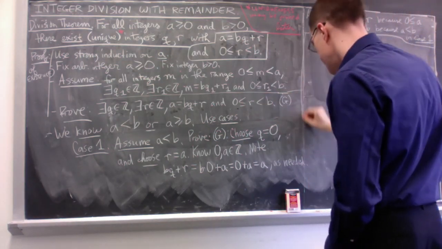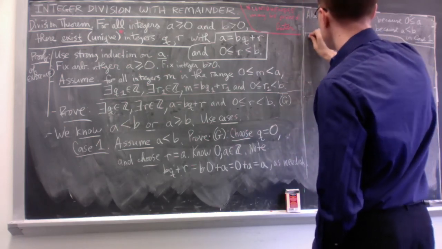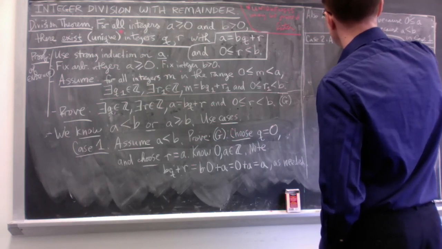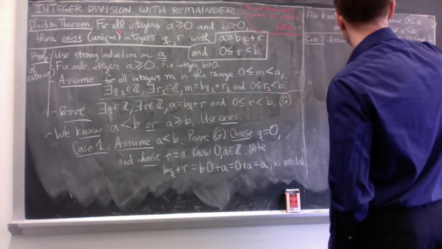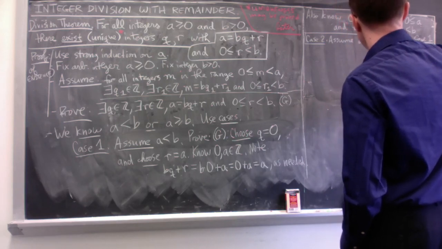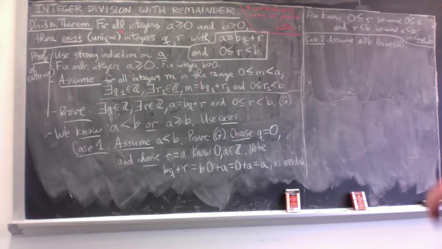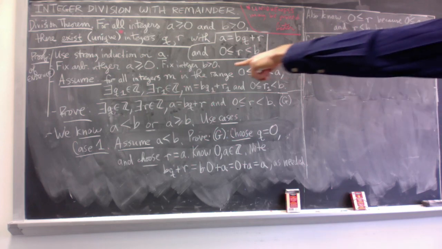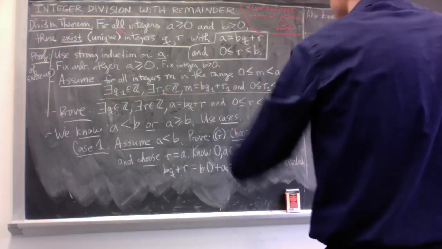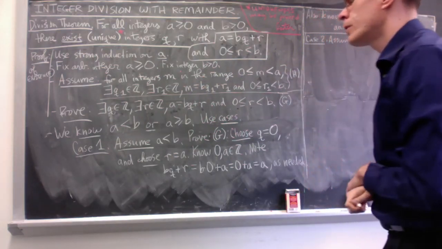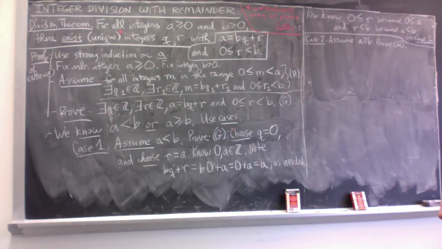All right, case 2. Assume a is greater than or equal to b. And prove the goal. Okay, so this is harder, all right? Because, well, what are we going to do? So we have to, of course, we haven't even used this assumption yet. Let's call this H for induction hypothesis. And how is that assumption going to help us?